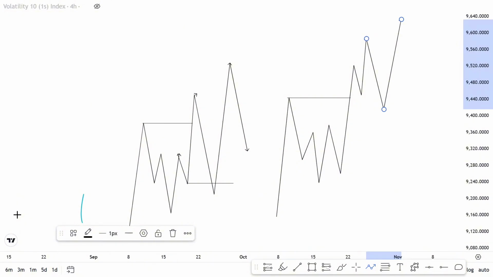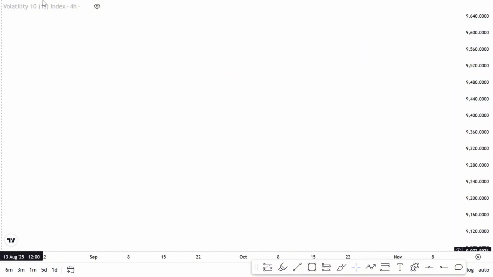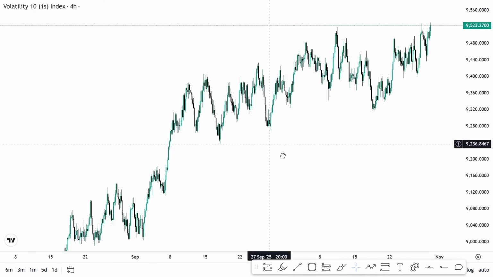Same thing for the downtrend. So let's see how this works on the chart. I'm just going to show you a few charts and then you can backtest the rest for yourself. So let's go on the chart and explain this. So this is Volatility 10 (1s) and the same thing happened right here.